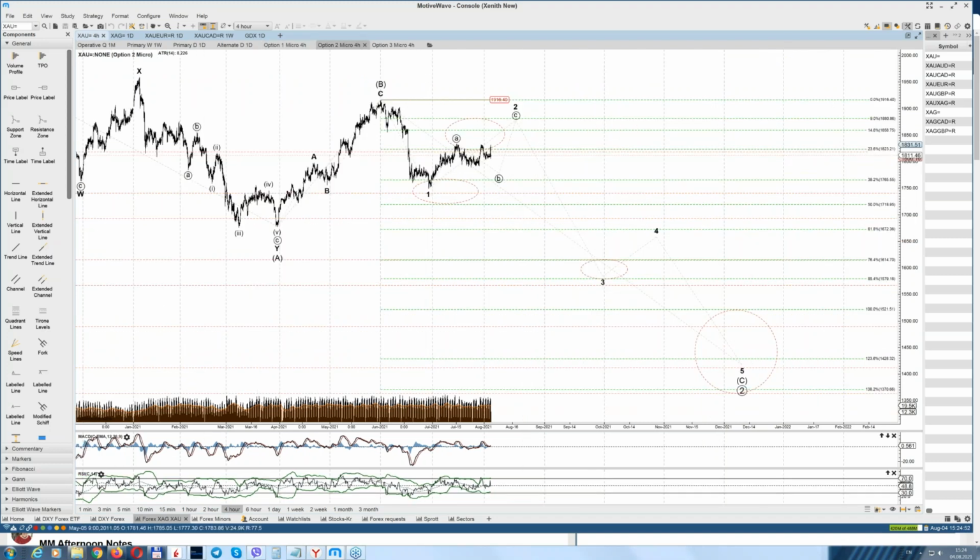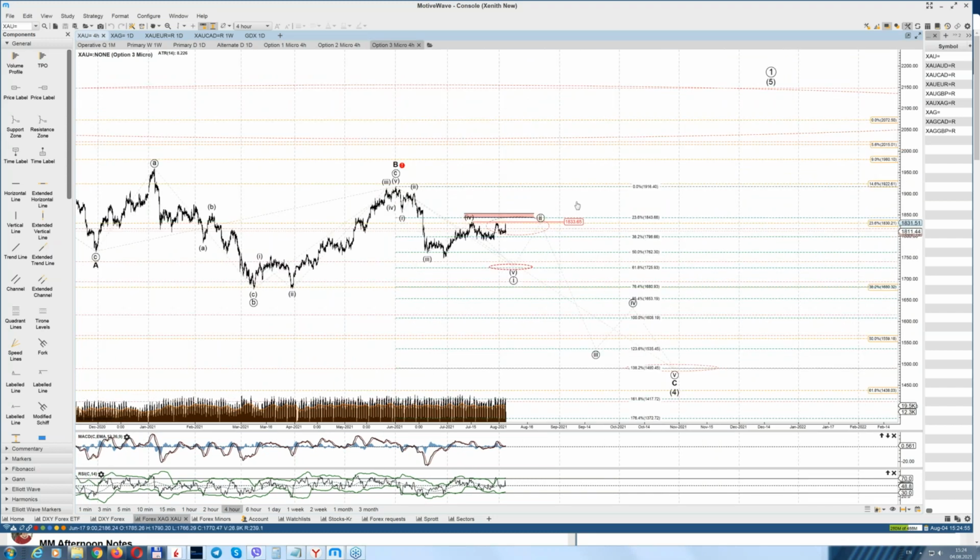Above this line, option 1 micro is my preference. Option 2 seems to be a less likely alternative, and the option 3 micro seems to be the least likely option. We have to break the previous low to prove it is valid. So far, it is the least likely scenario in my opinion. Above 1833.65, I will take it off the charts.